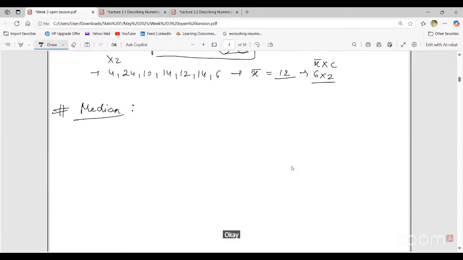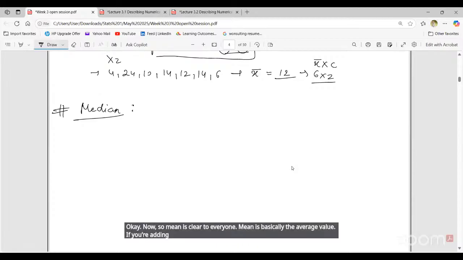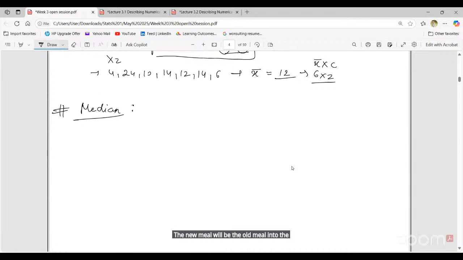Now, so mean is clear to everyone. Mean is basically the average value. If you are adding the constant, the new mean will be the old mean plus the constant term. And if you are multiplying by the constant, the new mean will be the old mean into the constant term. Fine?